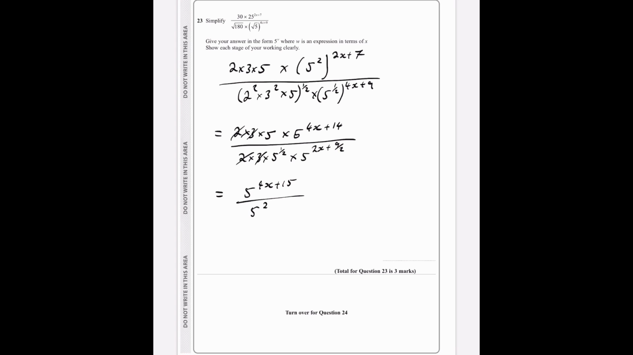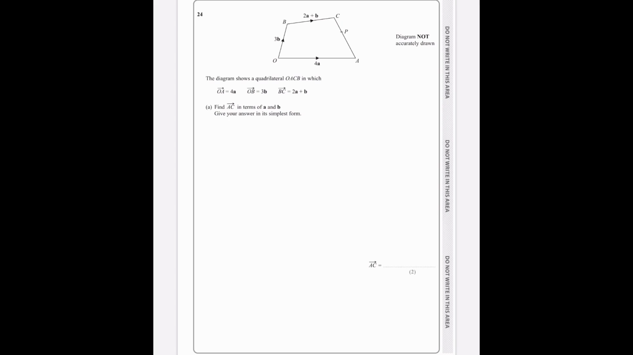So I'm going to add 1 to the power of 5 in the numerator. I'm going to add a half to the power in the denominator, and then finally carry out the subtraction of the powers, leaving me with 5 lots of 5 to the power of 2x plus 10.